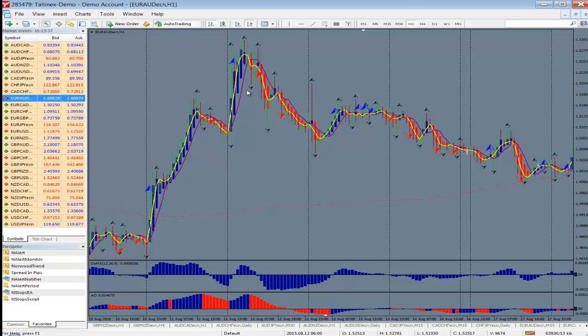Divergence means the price and the momentum are moving away from each other. Converging means the price and this indicator are moving towards each other. And congruence means that the market and the price are moving the same direction.